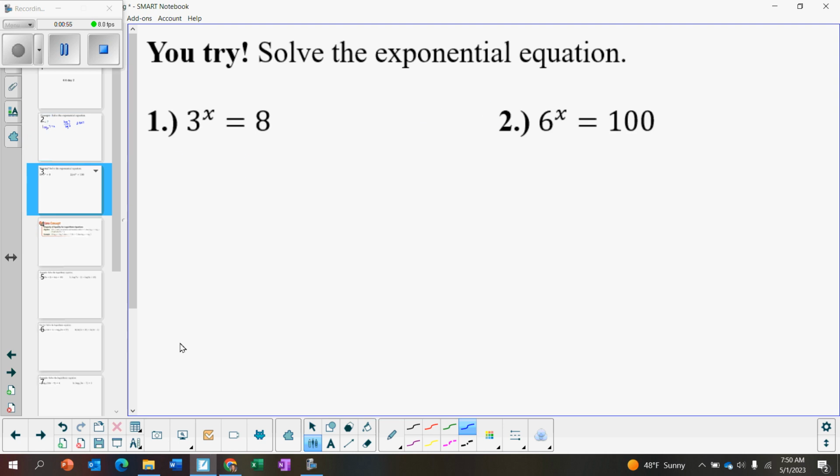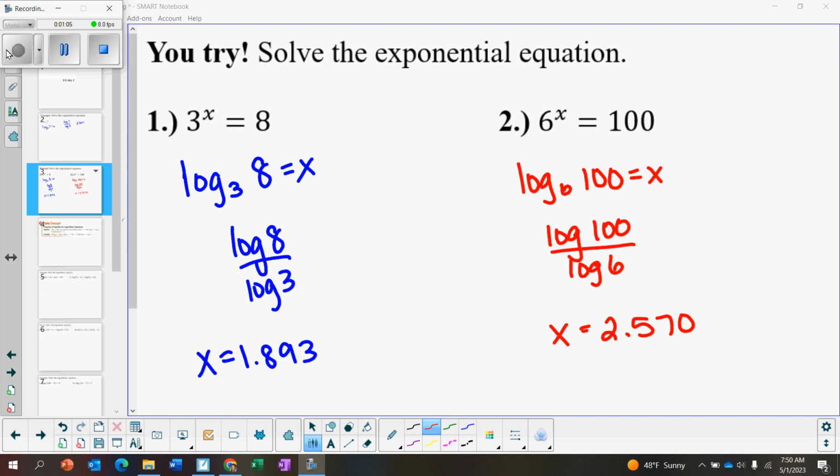So you try both of these, pause when you're ready to see the answer, hit play. So for the first one, 3 to the x equals 8 turns into log base 3 of 8. So that's log 8 over log 3, and I get x is 1.893. For number 2, I have log base 6 of 100 equals x. So that's log 100 over log 6, and I get x equals 2.570.